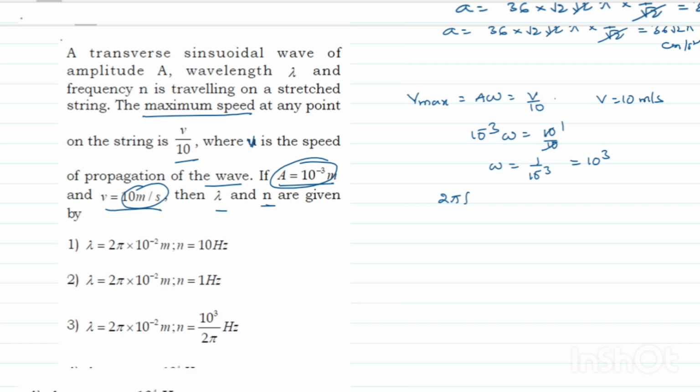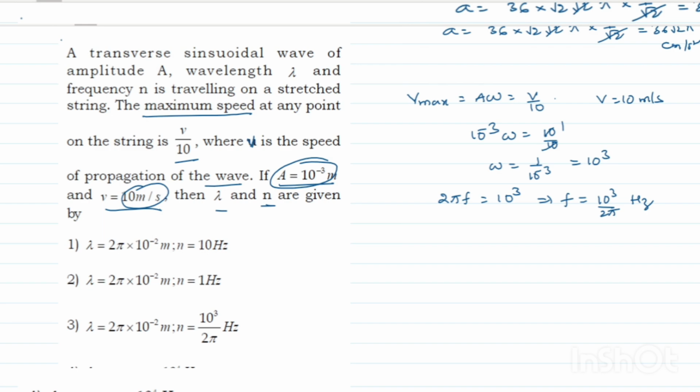Omega is nothing but 2 pi f, which is 10 cube. So the frequency is 10 power 3 by 2 pi. This is the frequency value, in hertz.